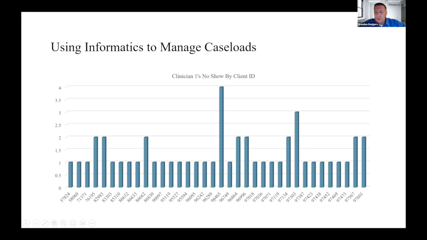So why does 96465 have a higher no-show rate maybe than 97303, and so on and so forth? And you can see that Greg's got a lot of people with one no-show, and that kind of stands out to me a little bit too. And so I'd want to ask questions about that, the coding, the work.